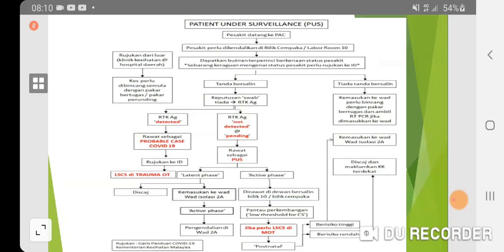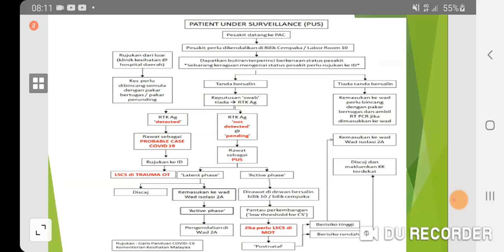Now, we are going to the management of a pregnant woman who is a patient under surveillance in our hospital setting. If this kind of patient comes to our PAC, we should see the patient in the bilik cempaka or labor room 10. We should get all the information from the patient. If there is any doubt about the patient's status, we can clarify with the ID team.